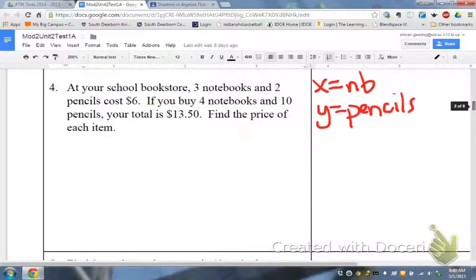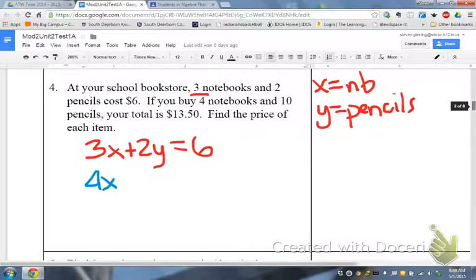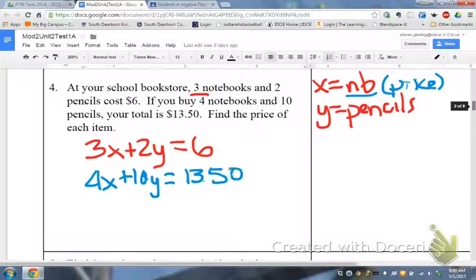And remember, as we talked about in class, to find out how much you pay, you take how many you buy times the cost. So 3 notebooks, 3x, plus 2 pencils, 2y, equals our $6. In our second equation, we then buy 4 notebooks, so 4 times x, because x is the cost of a notebook. I can even indicate that it's going to be the price. 10 pencils, 10y, and that equals $13.50.